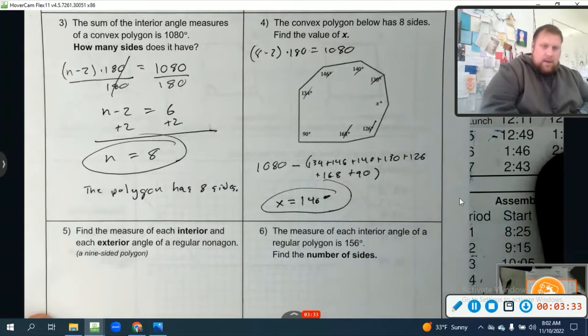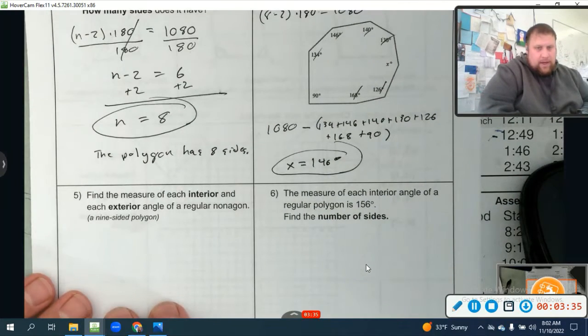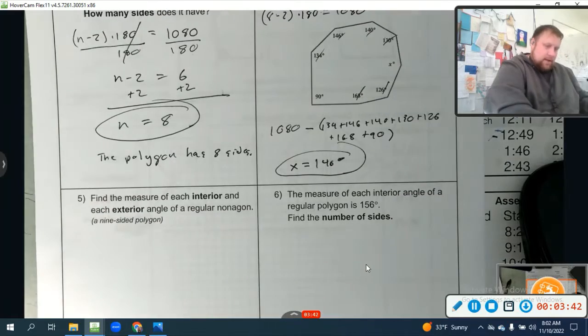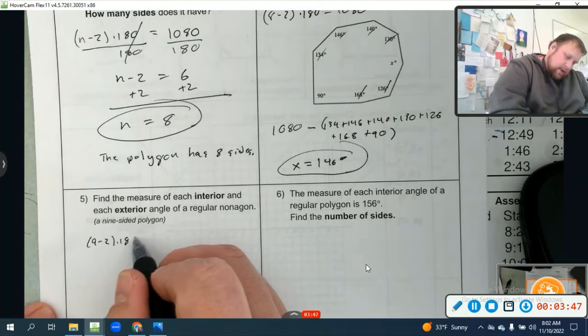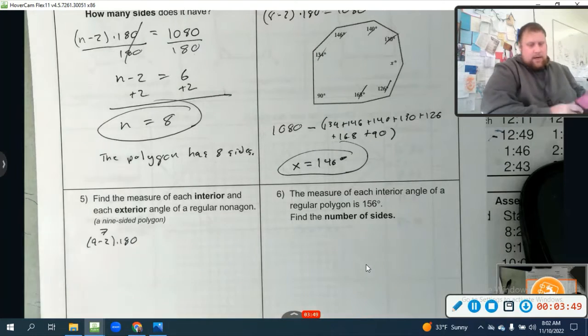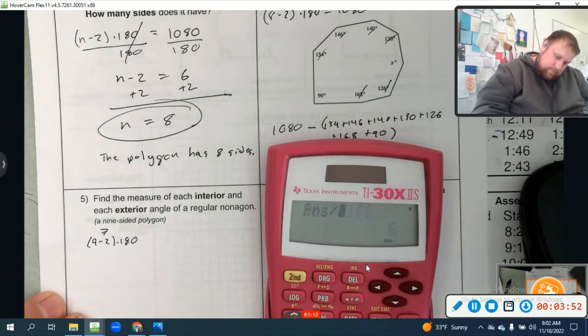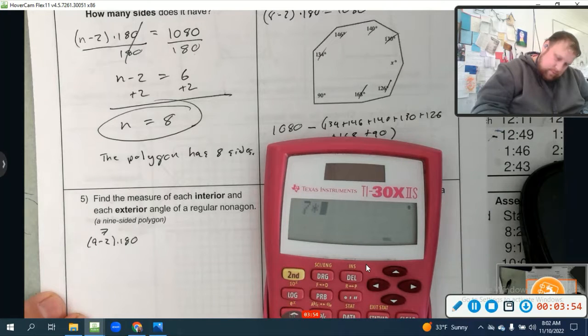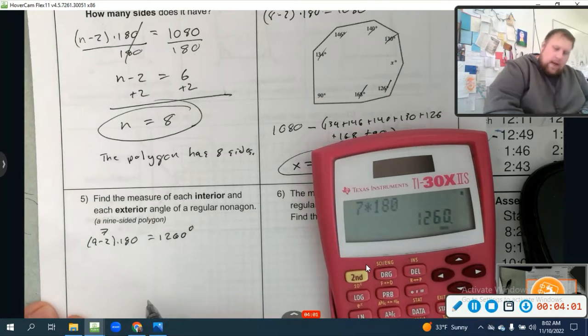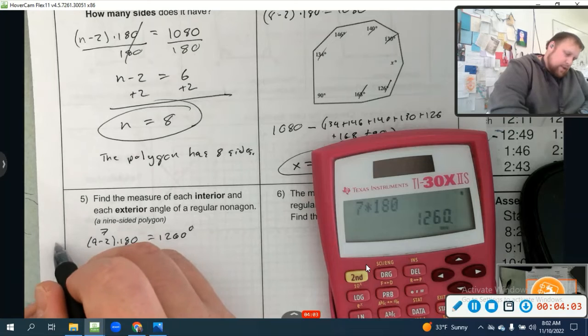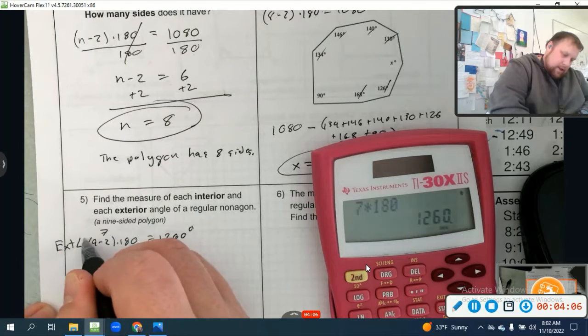Okay. All right, number 5, find the measure of each interior and each exterior angle of a regular nonagon, a 9-sided polygon. Well, okay, so to find the interior angles, I'm going to have 9 minus 2 times 180, which is 7 times 180. So that's 1,260 degrees. And then I want to know just what one angle is.